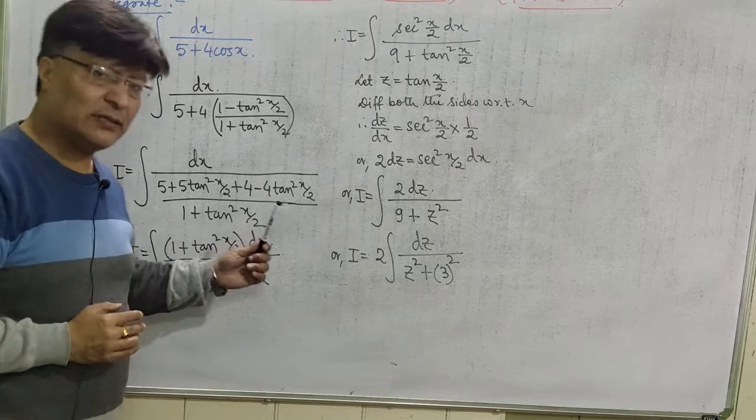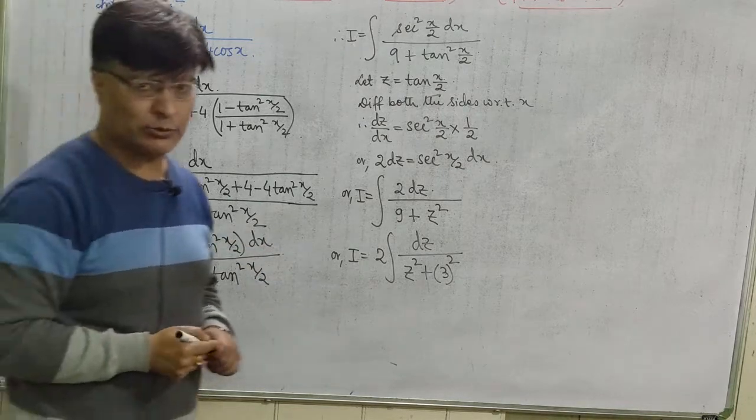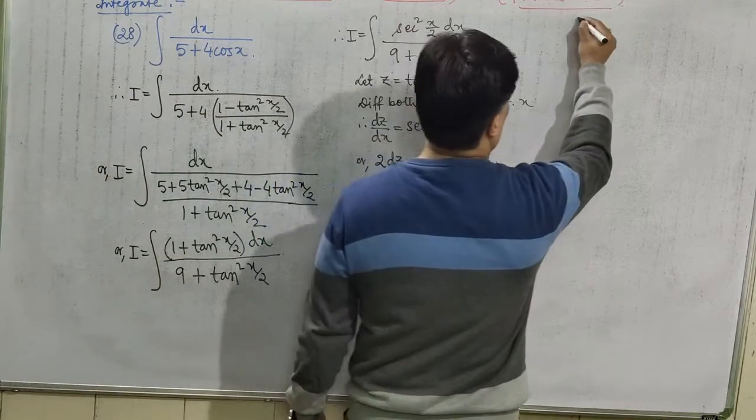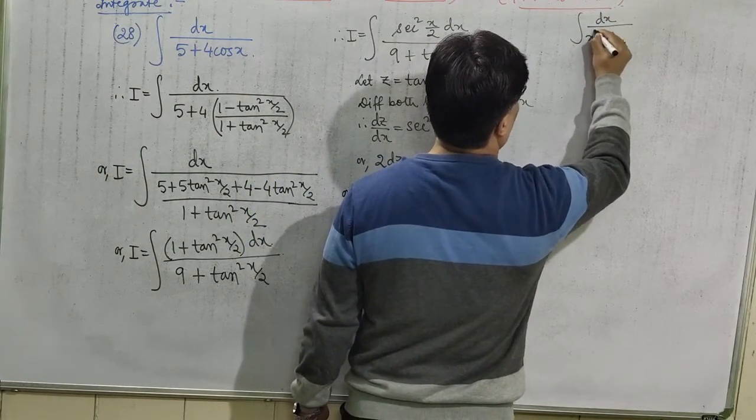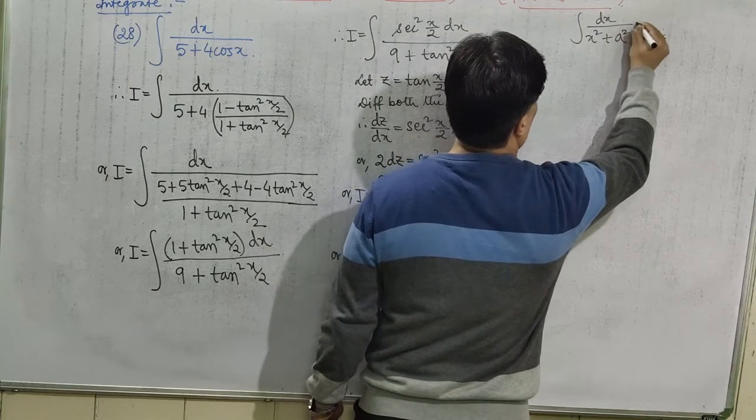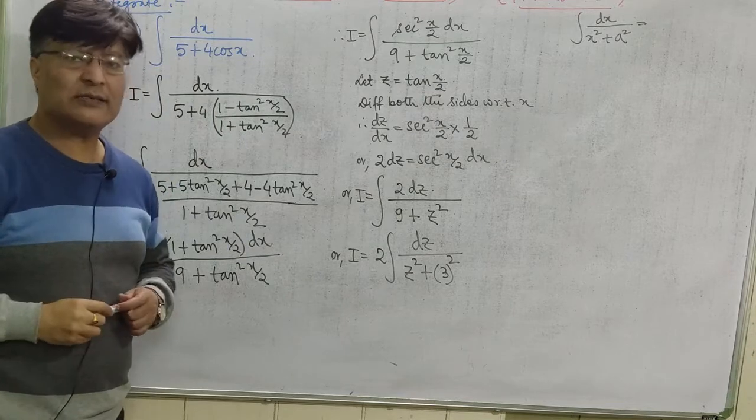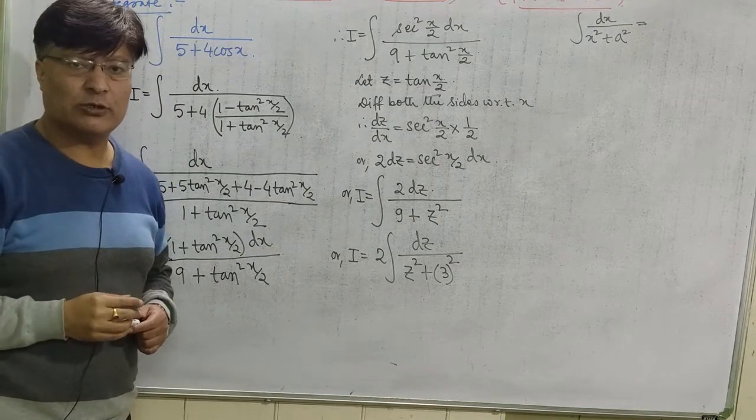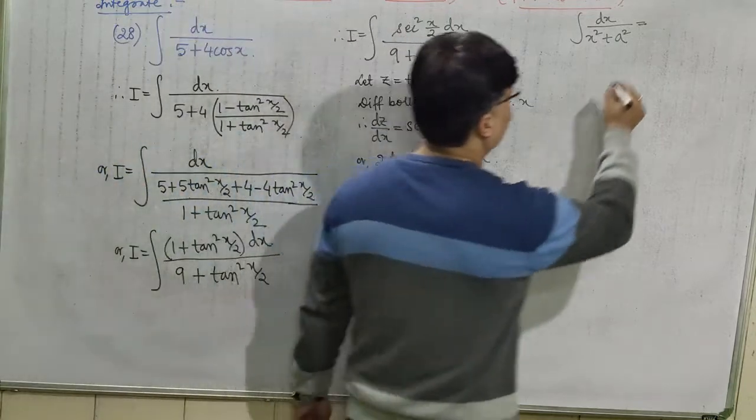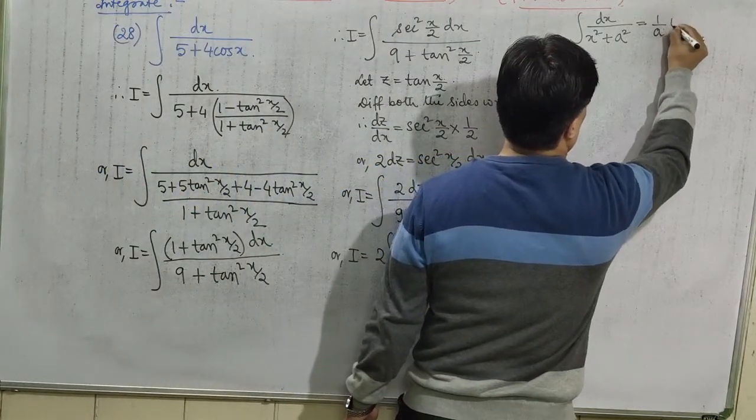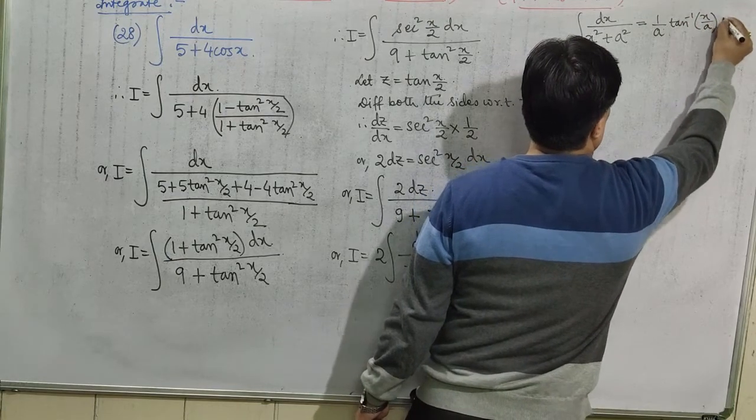So now you know that this is the first standard integral in the method of substitution. So you should know this formula. What is the formula for integration of dx divided by x square plus a square? You should know it. This is the standard integration in the method of substitution. That is the first standard integral. What is the formula? It is 1 upon a tan inverse x upon a plus c.